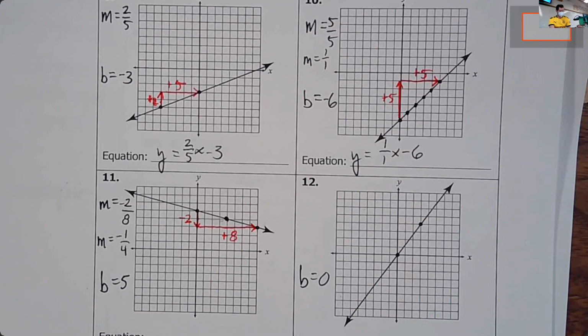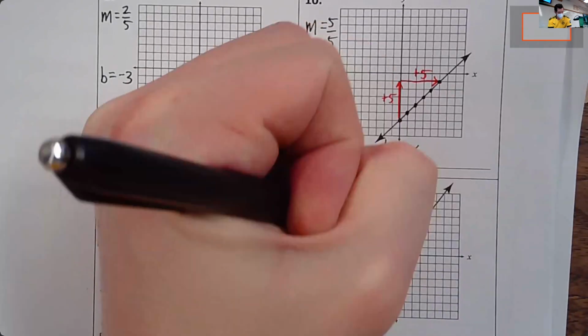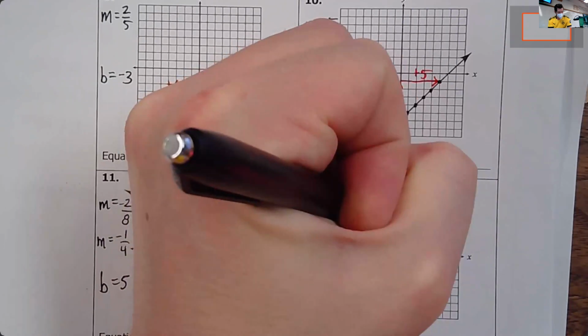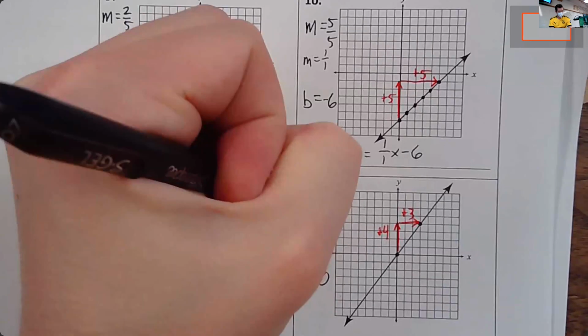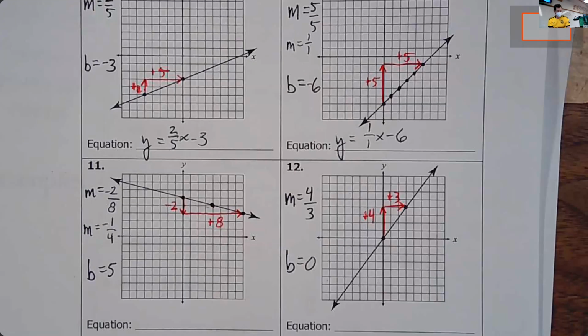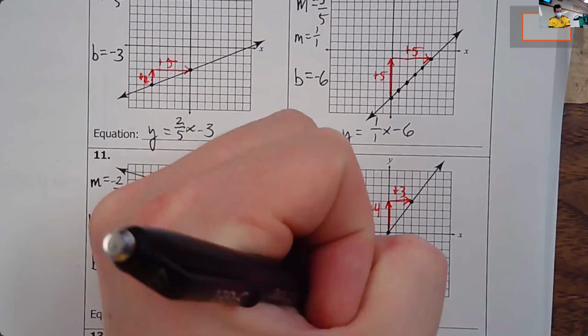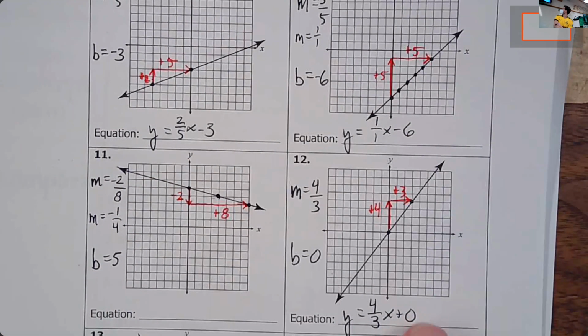And our slope from here to here, we're going to go up 1, 2, 3, 4. So +4. And then 1, 2, 3 over. So we have a slope m of 4/3 and a y-intercept of 0. So we're going to have y equals 4/3x plus 0. The other way to write this would just be y equals 4/3x, because plus 0 doesn't really make a difference in terms of how that ends up looking. So that's what we've got for those ones.